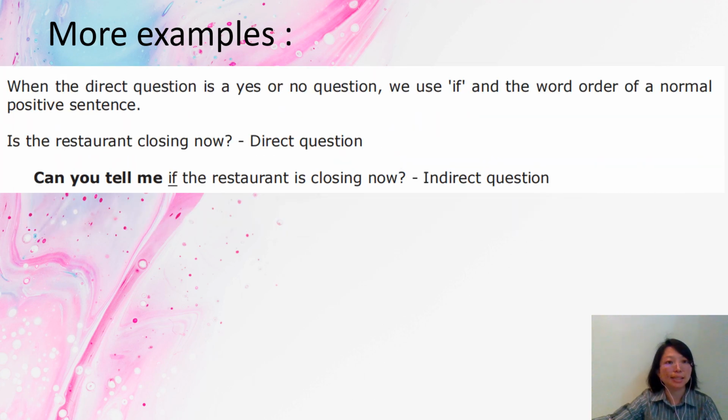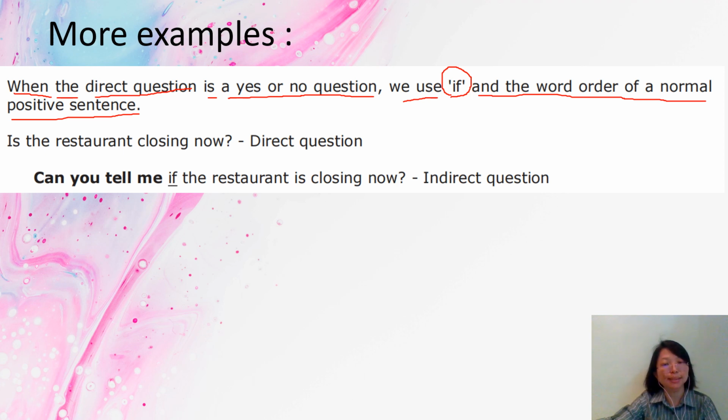Okay, this is another example of the direct question. Here it says, when the direct question is a yes or no question, we use if. We use if and the word order of a normal positive sentence. Again, when the direct question is a yes or no question, we use if and the word order of a normal positive sentence.